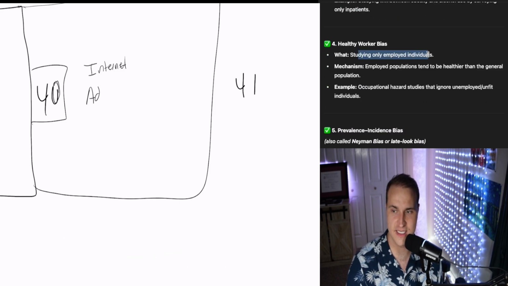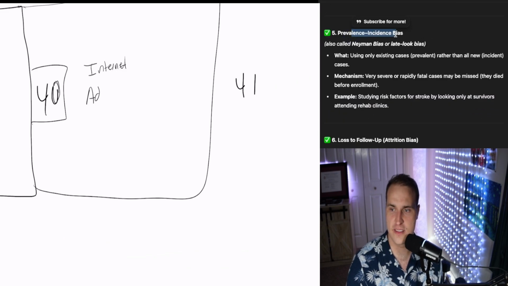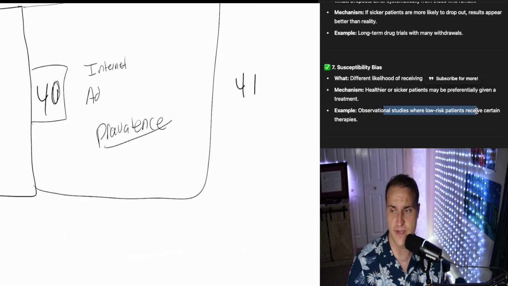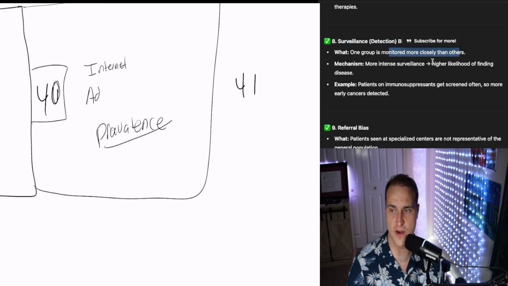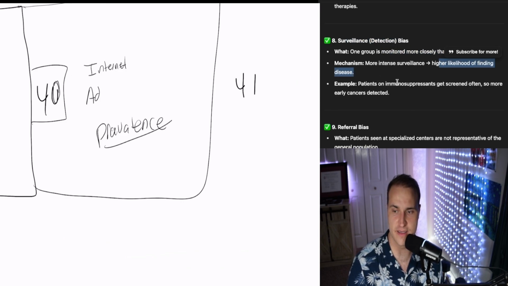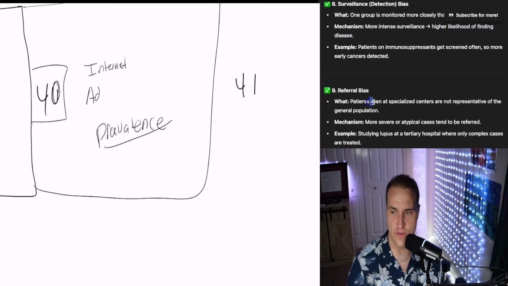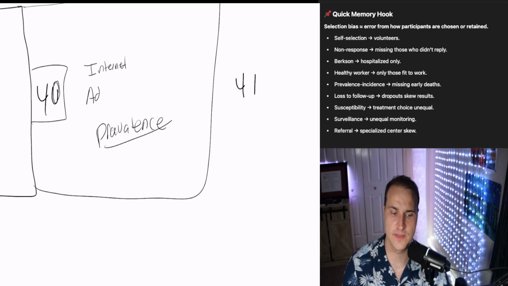Healthy worker, when you study only employed individuals. Prevalence-incidence bias, that's when you have low-risk patients that receive certain therapies. Surveillance bias is when one is monitored more closely, and so it's more likely you'll find a disease because you're looking at them more. And then referral, patients are not representative of the general population because they're at specialized centers, so they're more severe cases. And there's a big old list of all of them.